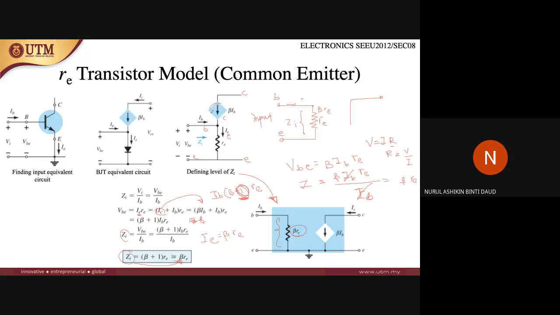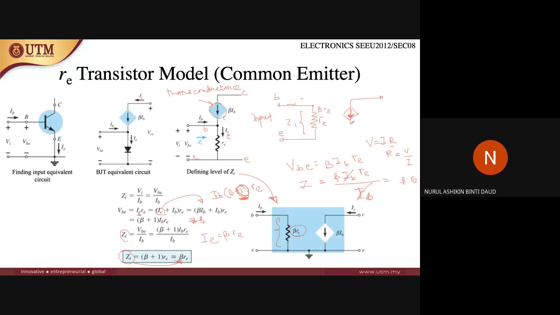What is the meaning of the diamond and currents here? This is what we call transconductance. It means that the current flowing at the collector here depends on the current flowing at the base. This is a dependent current. So that's why the symbol is like this. It shows that the current here depends on the current at the base.